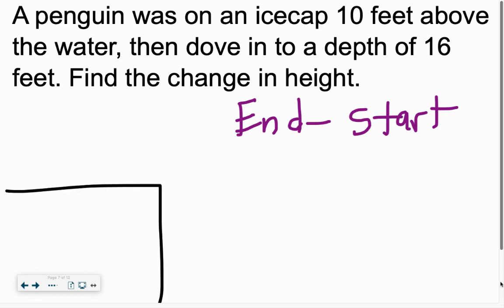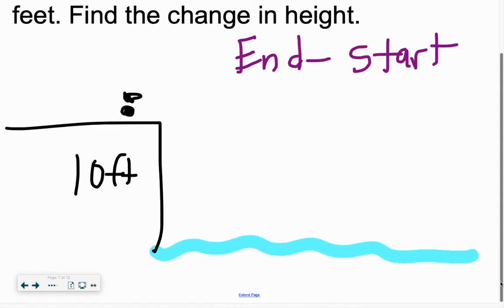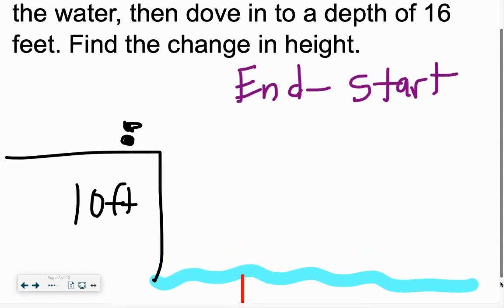You don't need to draw the picture in. If you want to, you can. I just draw it in so we can kind of see it. That is my best looking penguin right there. Thank you very much. He is 10 feet above the water, which I will use this blue highlighter to represent. And then that penguin dives into the water to a depth of 16 feet. As a reminder, when we see that note up here, to a depth of 16 feet, he goes below water.